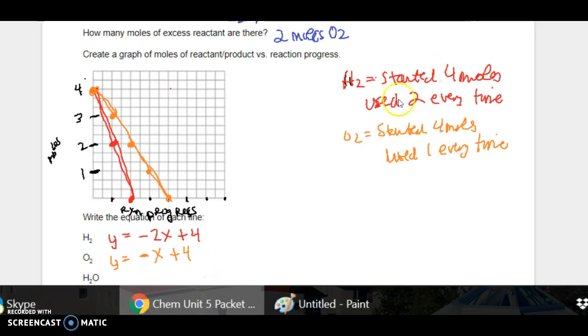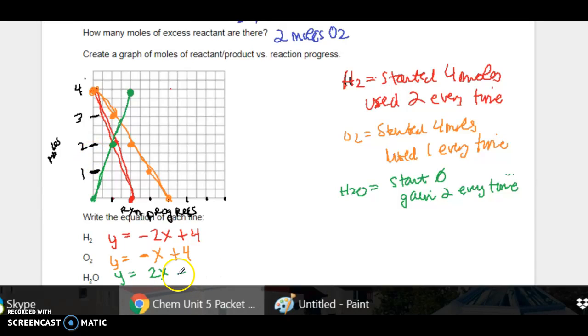Now let's look at our water. What's happening with the water? The water starts with nothing, because it's the product. And it's going to gain 2 every time, according to the coefficients in the equation. So after 1 time period passes, there's going to be 2 moles of water. When another time period passes, there's going to be 4 moles of water. So water's line is going to look like this. It's gaining 2 every time, but now it's positive because it's gaining, plus 0. I'll just go ahead and write it because it doesn't start with anything. So this is what the graph of the reaction progress is going to look like.